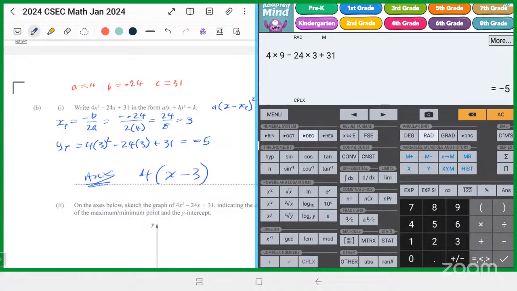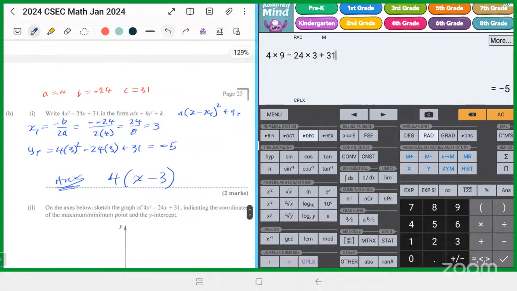Don't forget to put on the square up here. And the plus yt is negative 5, so we're going to subtract 5. That's the answer right there. Xt and yt, the y value at the turning point.